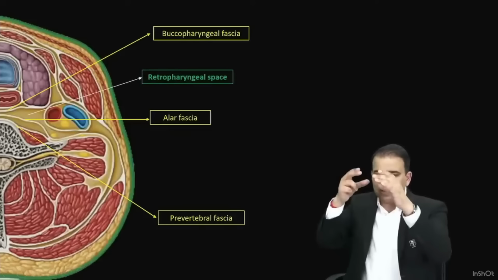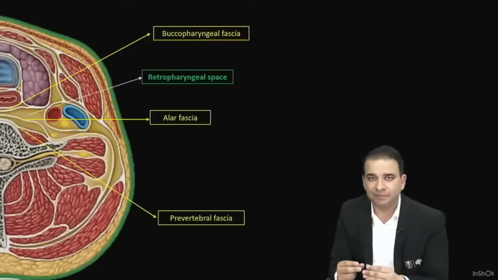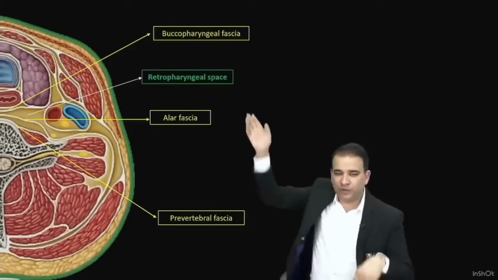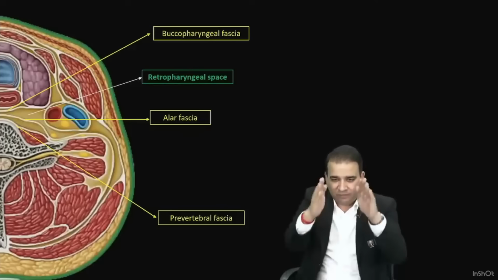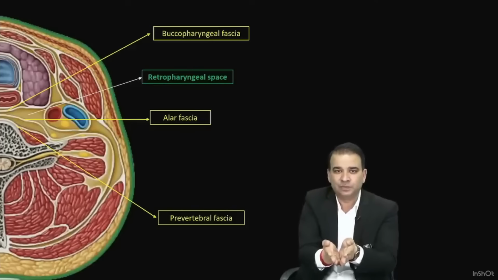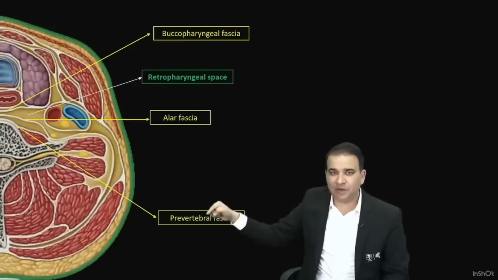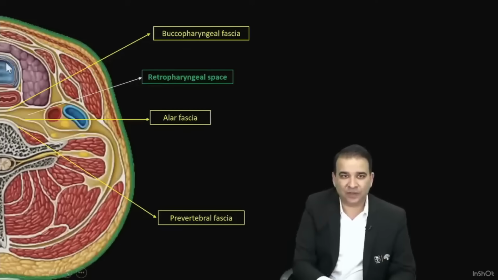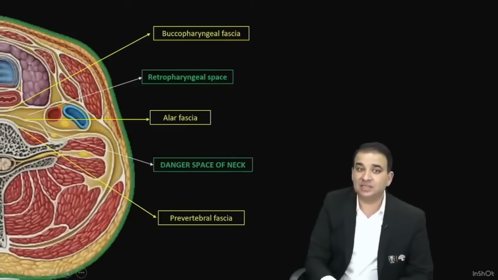And this retropharyngeal space is obliterated below. It is closed at the level of C7 to T4, because the alar fascia and buccopharyngeal fascia in the lower part will fuse with each other, so that space is closed below. But the alar fascia and prevertebral fascia never fuse with each other. And that's why the space between the alar fascia and prevertebral fascia, the one which I'm pointing at right now, look at that, guys, that space is called the danger space of the neck.